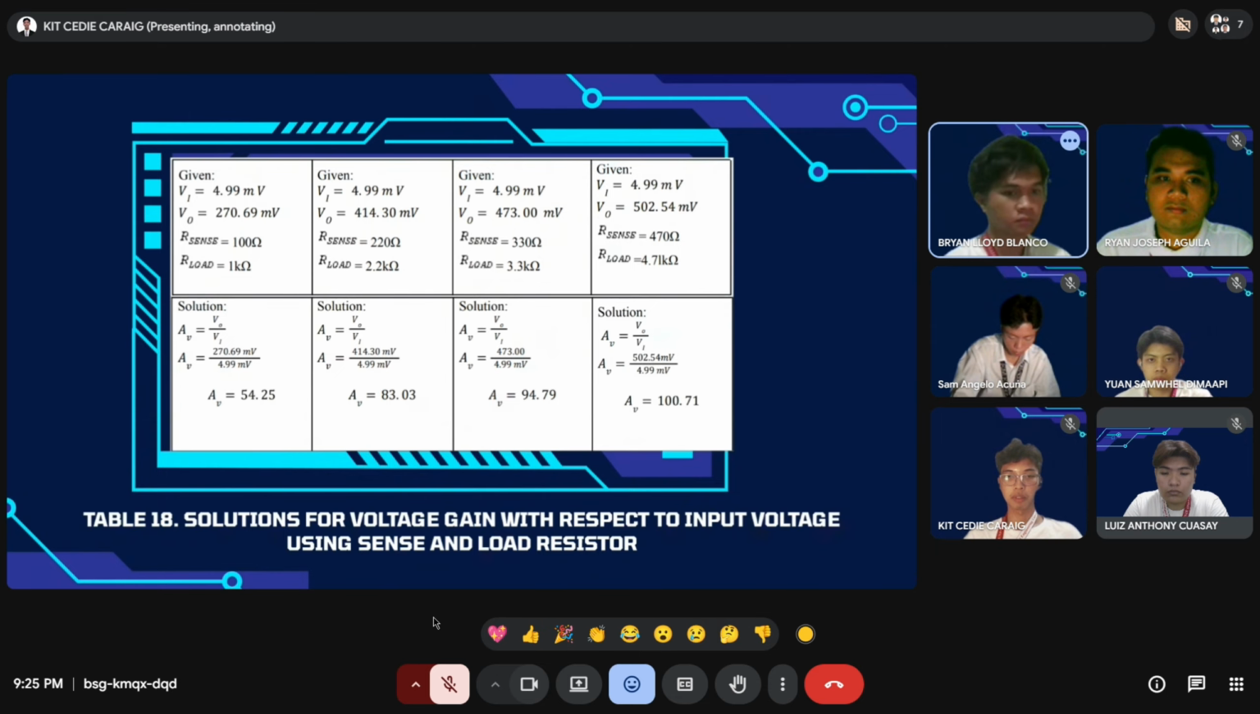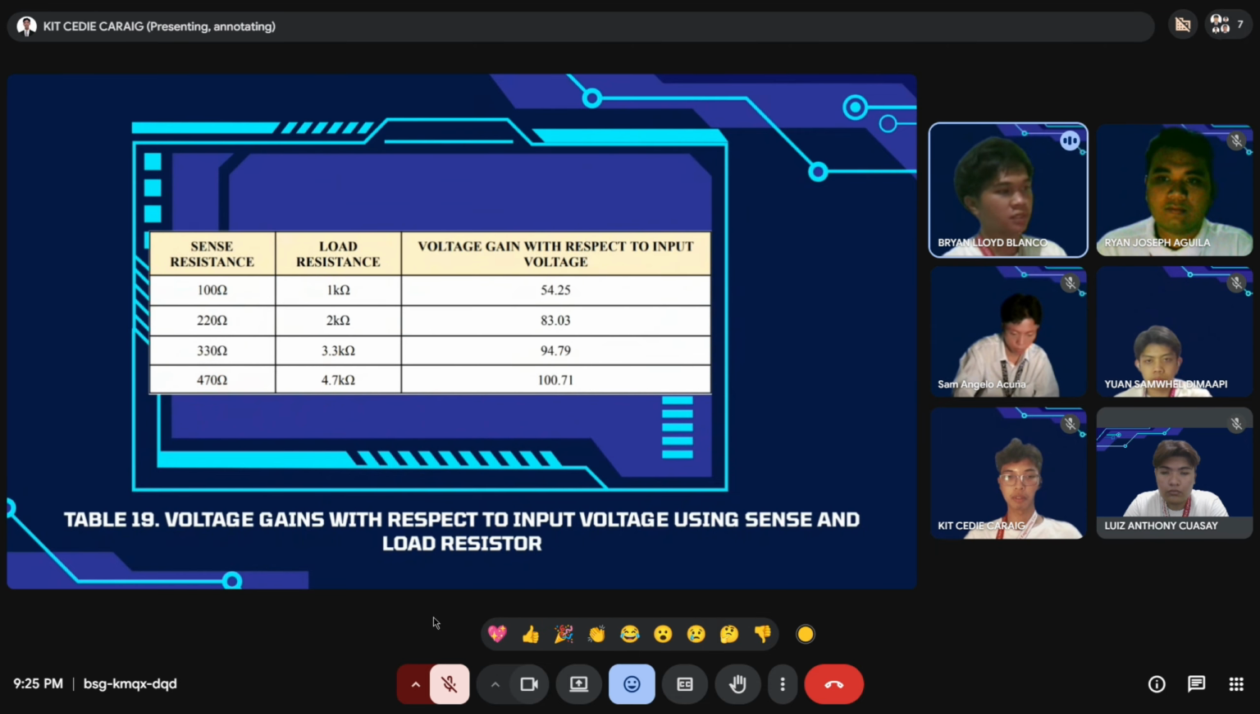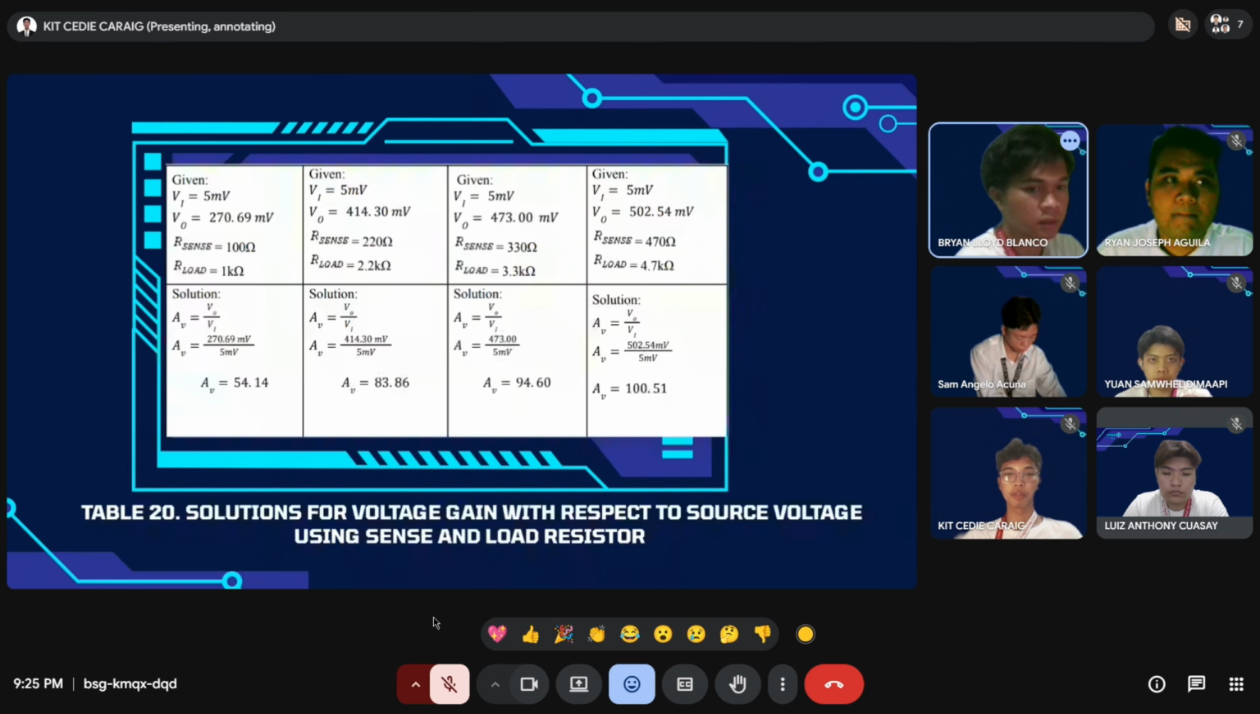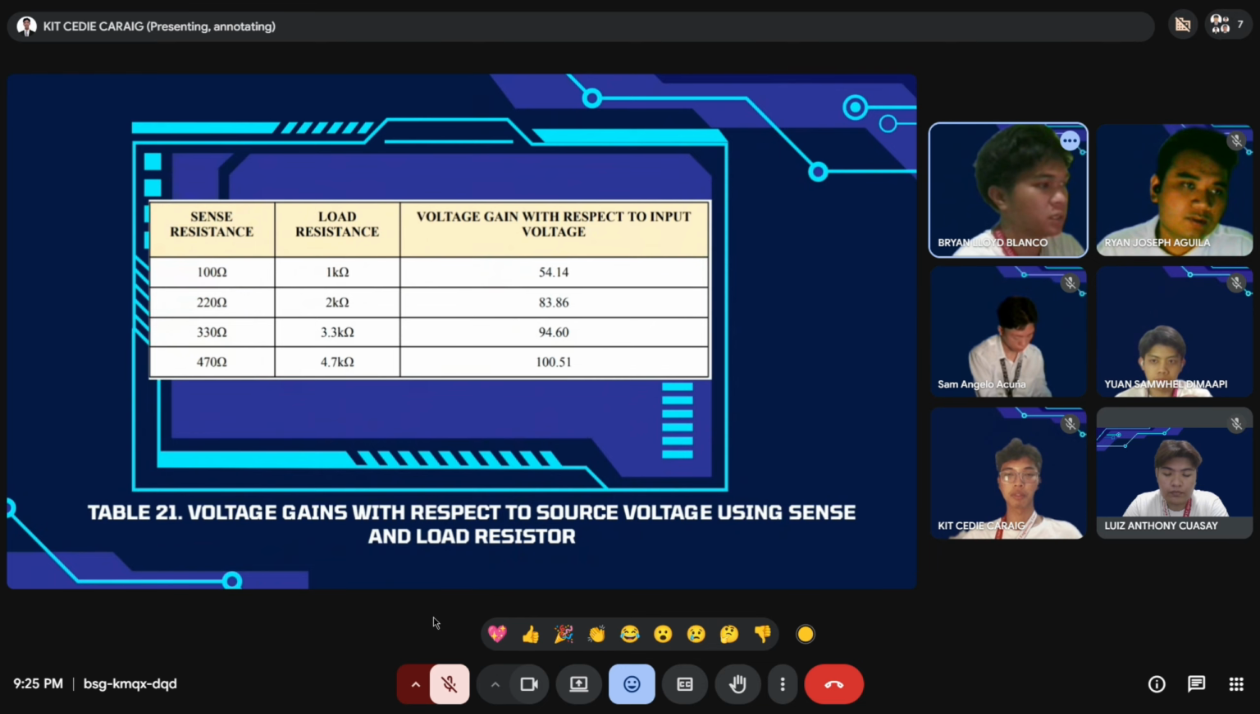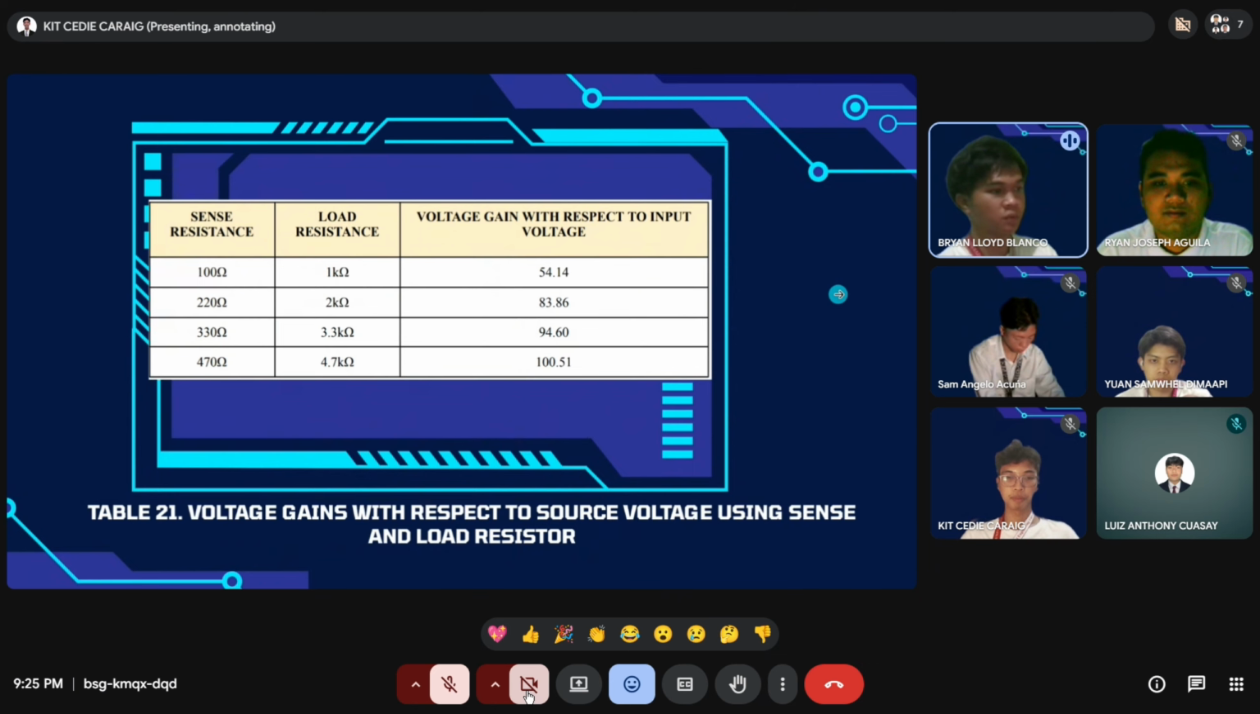Next slide. Tables 18 and 19 summarize the voltage gain with respect to input voltage for the combination configurations: 54.25 at the first pair, 83.03 at the second, 94.79 at the third, and 100.71 at the fourth. Next slide. For tables 20 and 21, we repeat this analysis with respect to the source voltage using 5 millivolts as the reference, yielding 54.13, 83.36, 94.60, and 100.51 respectively.